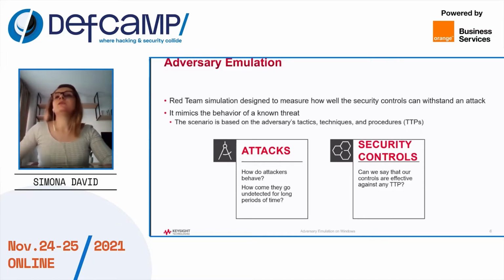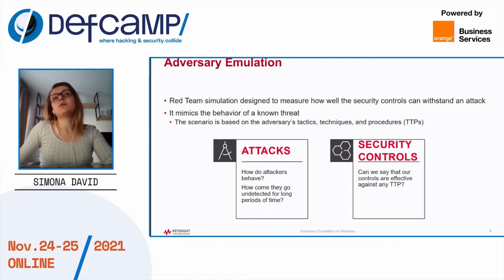Adversary emulation is a part of our red team simulation. The goal is the same, to measure how well the security controls can withstand an attack. It mimics the behavior of an attacker because we want to make it look like a real attack is happening while there is no real adversary. We simulate the behavior in all the stages of the attack, from the enumeration step to the final objective, being it exfiltration of data, encryption of data, whatever their objective might be. We make use of their tactics, techniques, and procedures to mimic their behavior as much as possible.